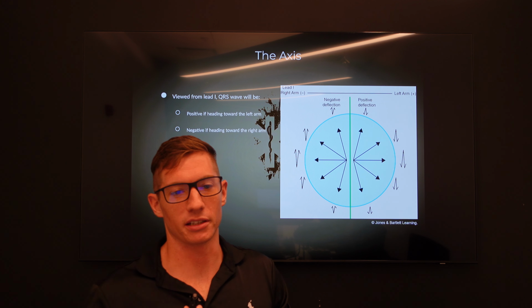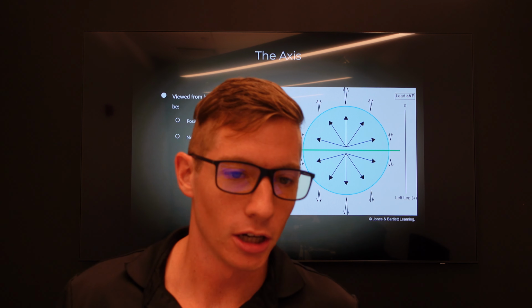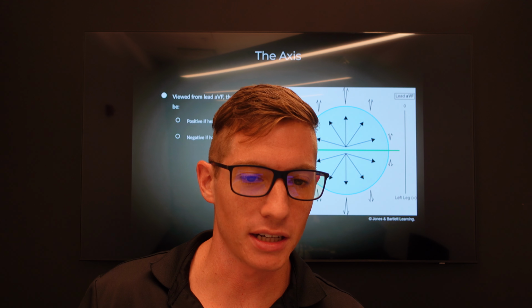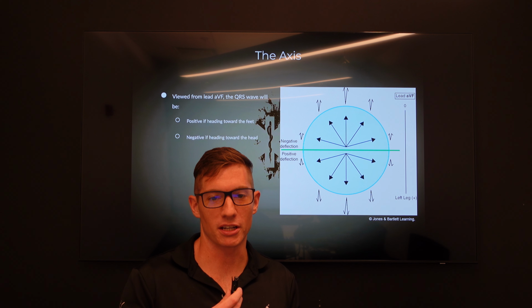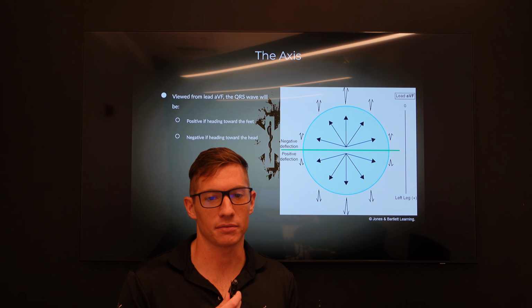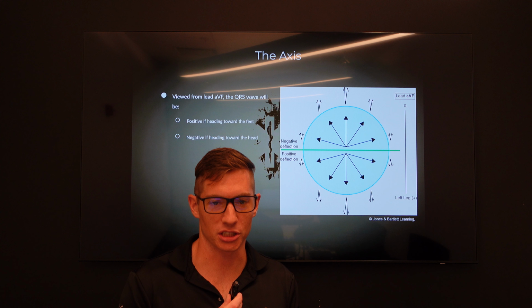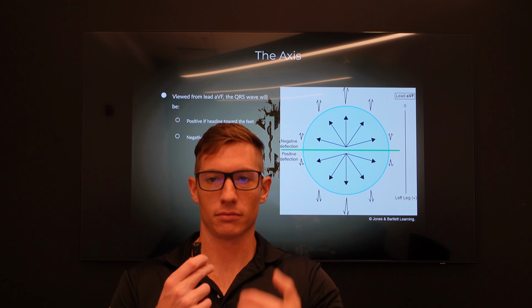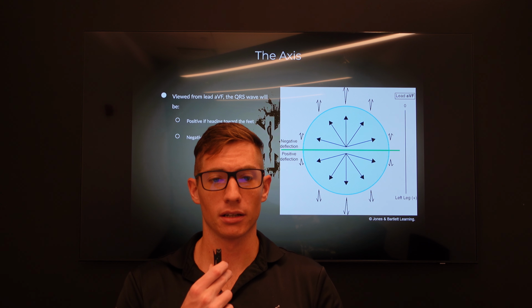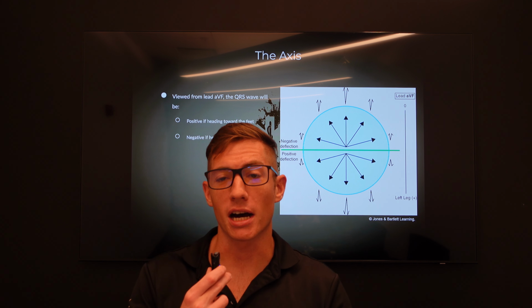This is complicated to look at. Okay, viewed from lead AVF, QRS waves will be a positive deflection if heading towards the patient's feet and a negative deflection if heading towards the patient's head. Okay, so AVF is going straight down. That's the direction the lead's going. So it's going to be positive deflection.